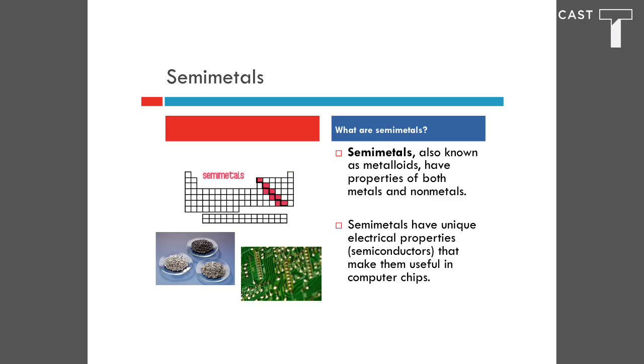Semimetals. Semimetals are what they sound like. They're between metals and nonmetals. So their properties tend to have properties of metals and nonmetals sometimes at the same time. What makes semimetals very unique is that they have unique electrical properties. They're called semiconductors. This makes them extremely useful in computer chips.